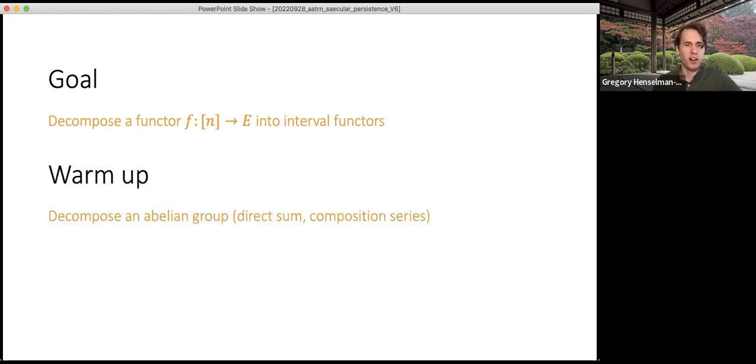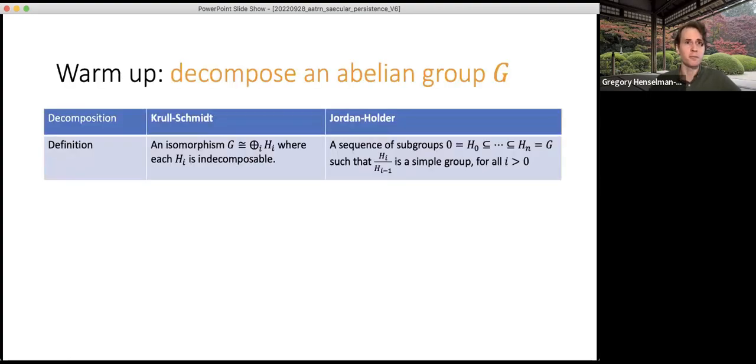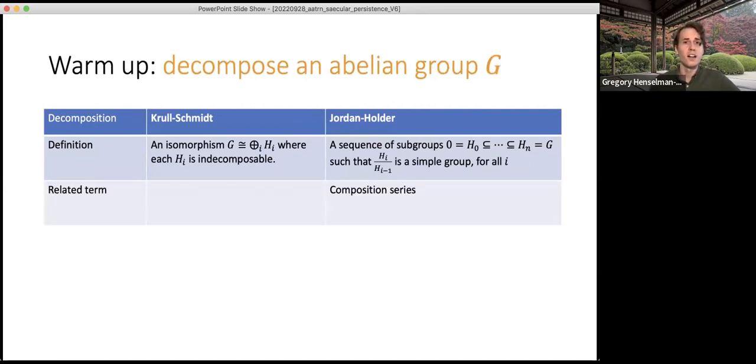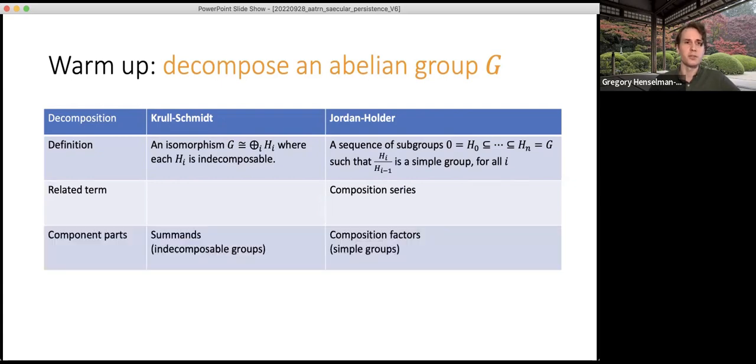And as a warm-up, we'll start by decomposing an abelian group into simpler parts. And that's a task that we're a bit more familiar with in some contexts. When you talk about decomposing abelian groups, there are two sort of classic decomposition schemes. There's the Krull-Schmidt scheme that decomposes a group as a direct sum of indecomposables. And there's the Jordan-Hölder scheme, which is different in character. Instead of trying to get this direct sum, you get a nested sequence of subgroups. And then the components that you get out are the quotients of each subgroup by the subgroup that came before in the sequence. So people talk about composition series in connection with Jordan-Hölder.